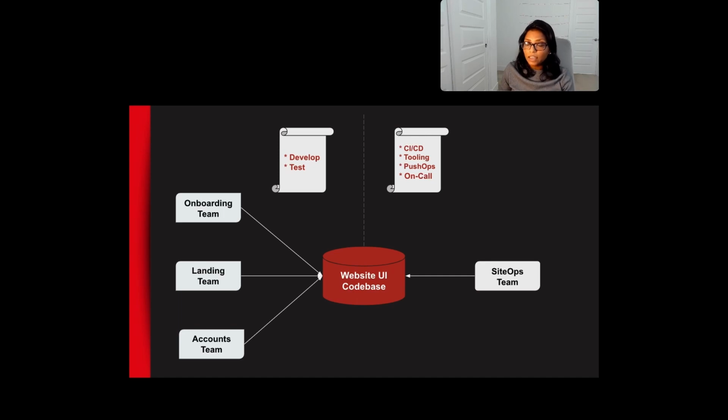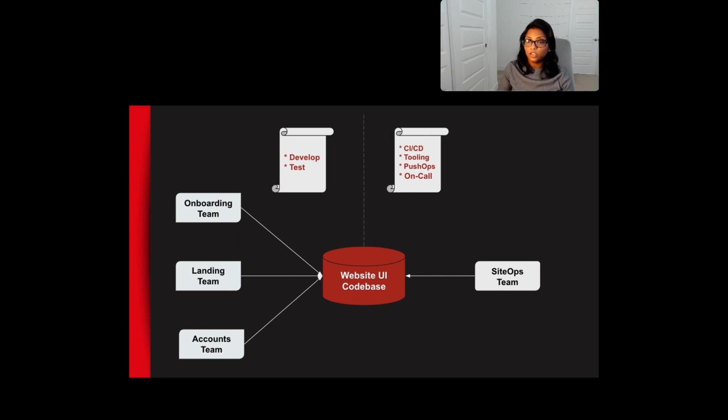Why is this even an issue? So let's first understand our team structure, right? We have one huge code base. Multiple teams are committing to this code base. So the individual teams are responsible for developing and testing their changes. And our ops team is responsible for the CI and the CD process, the tooling involved for it, the release, and the on-call. So if one team introduced a breaking change, every other team was blocked. This is because we had one centralized release process owned by our ops team.